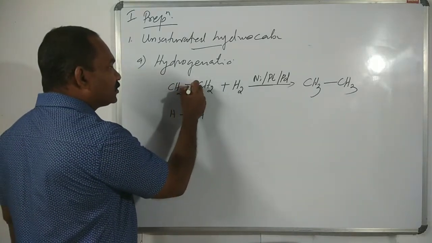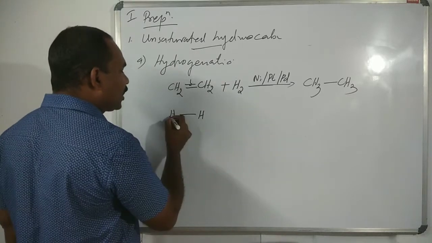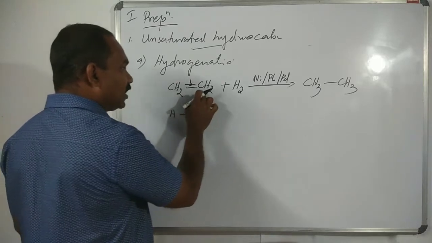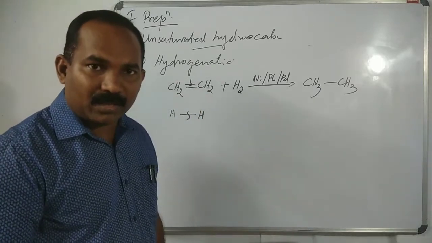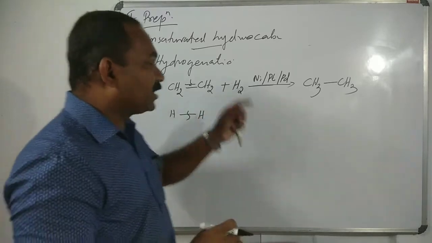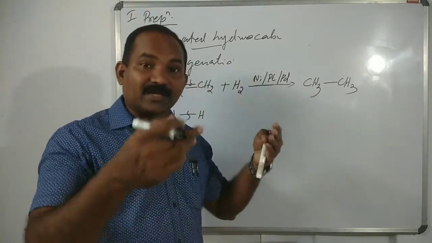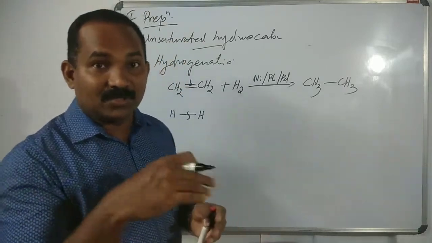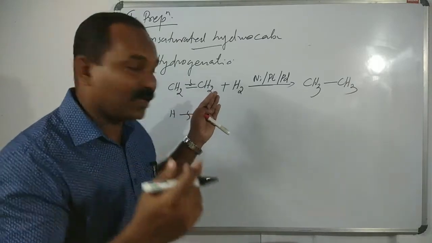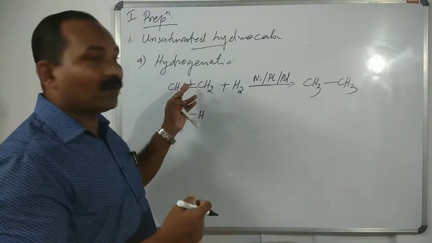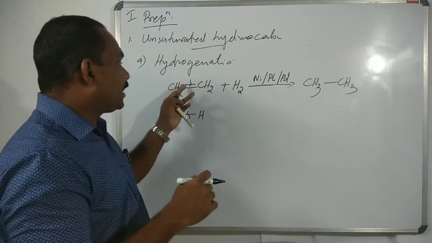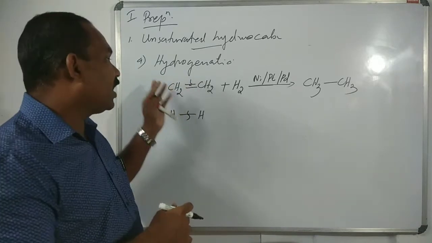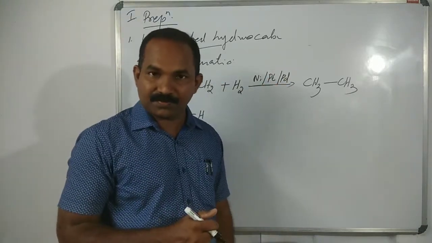Here what happens? The pi bond is breaking, and the hydrogen-hydrogen bond also breaks. One hydrogen is added to this carbon, another hydrogen is added to this carbon. Actually, at the surface of the catalyst, the reactant molecules are adsorbed and the reaction takes place at the surface. To understand easily, the pi bond is weaker. The pi bond breaks, the hydrogen bond breaks and adds to the alkene, and we get alkanes.